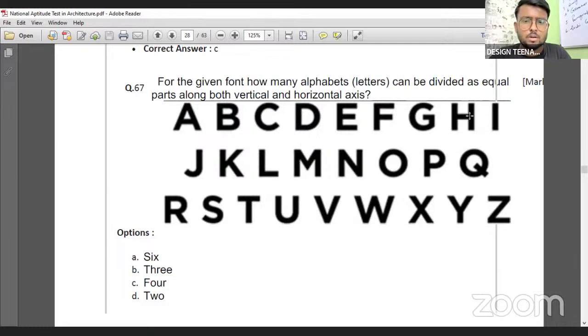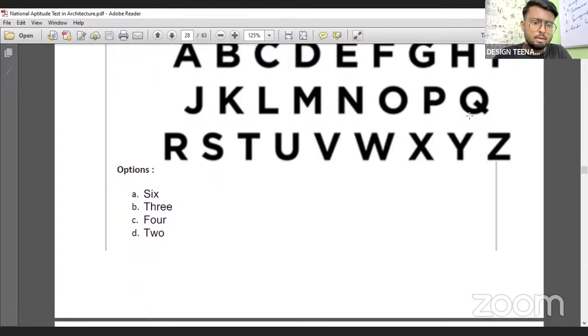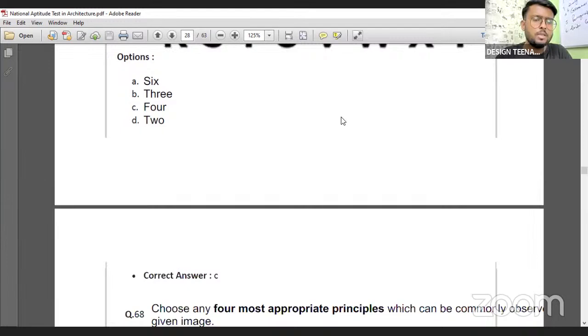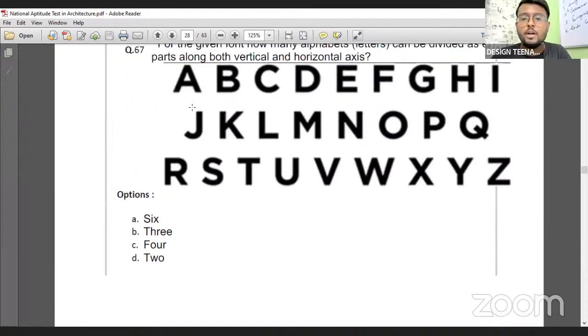X, O, after that I, H, 4. Which is the correct answer? Option C, 4. Now why I hold it on N and why I hold it on S? Just to make sure you are not making a mistake in your understanding.